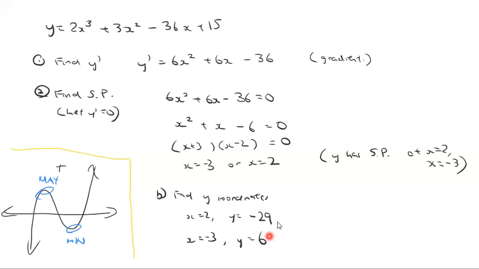So the next thing is to show if it's a max or a min or a horizontal point of inflection. So what I'll do is I'll do it for x equals 2. You can do it for x equals minus 3. Basically, we're going to sub in x equals 2, and let's say 2.1 and 1.9, into f dash x, this thing up here.